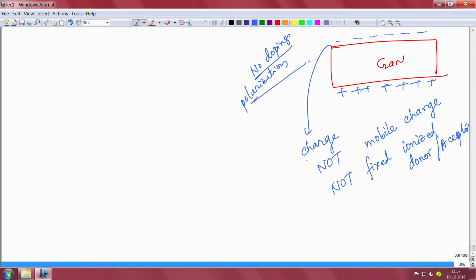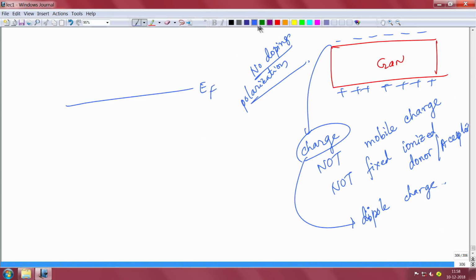So what this charge is essentially is a dipole charge. Okay, it's like a dipole charge. Now if you draw a band diagram of this, of course in equilibrium your Fermi level has to be constant, but because of this negative and positive, the band diagram will look like this.